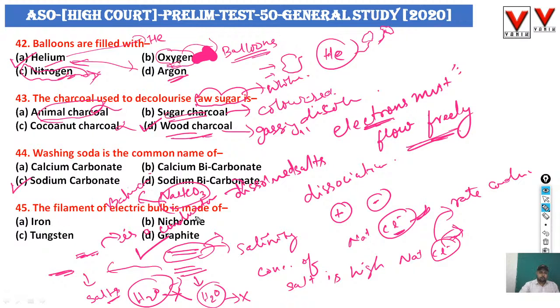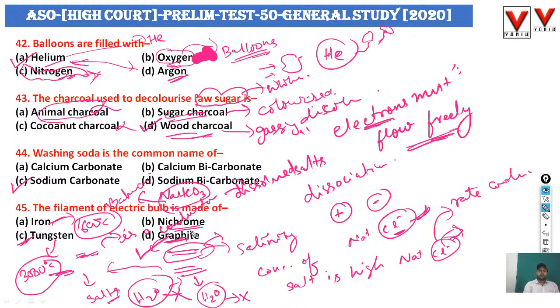The filament of an electric bulb is made up of tungsten. Why is it made up of tungsten? Because tungsten has a very high melting point of around 3000 degrees Celsius. Fine, but if you go for iron or graphite, graphite will simply conduct electricity, but it will not glow because the melting point is quite low. And iron has a melting point of 1600 degrees Celsius.